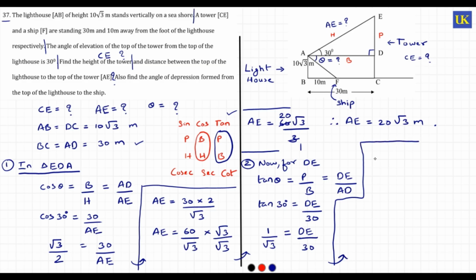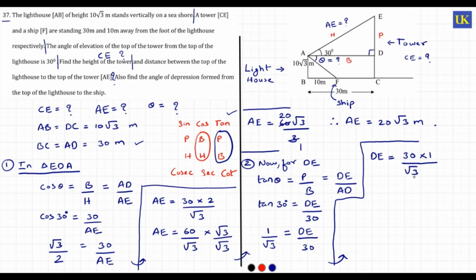Okay. So we'll cross multiply. DE is equal to 30 divided by root 3, right? 30 into 1 it is. So 30 into 1 means 30 only, right? If you want, I will write it. And divided by root 3. I am cross multiplying it.